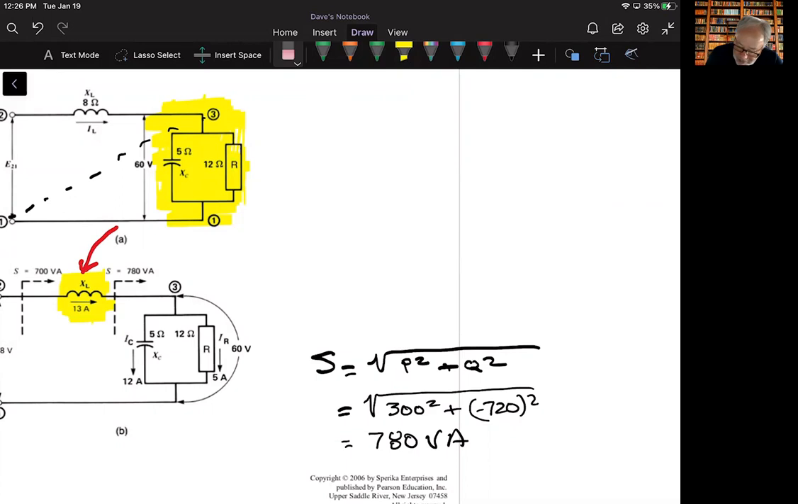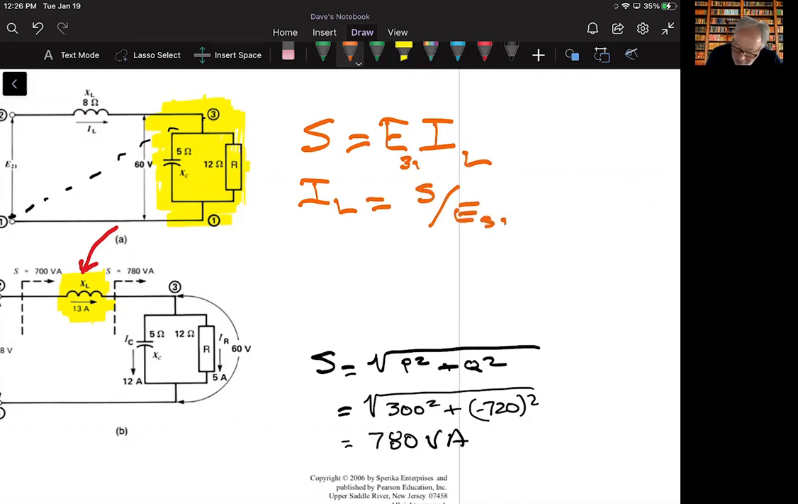And that earlier relationship says that S is equal to E times I. For this particular situation, we're looking at between terminals 1 and 3. And this current that we're talking about here is this I sub L here. So if I solve this for I sub L, what I have is S divided by E. I'll put 3, 1 in there.